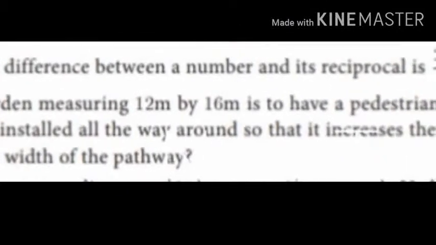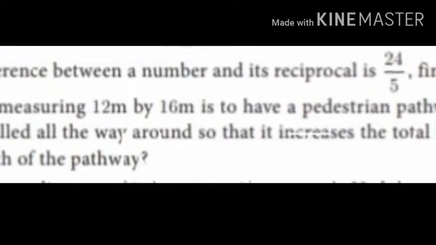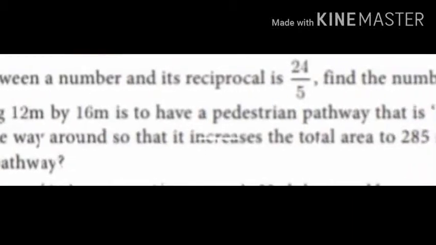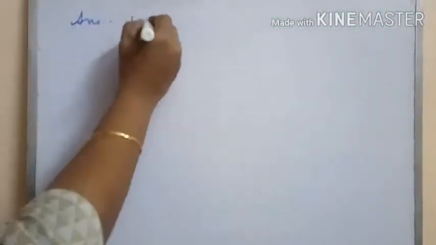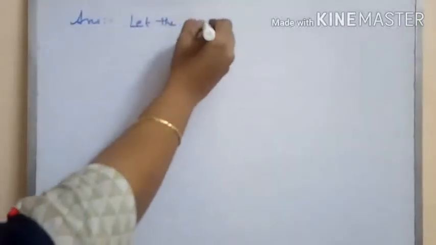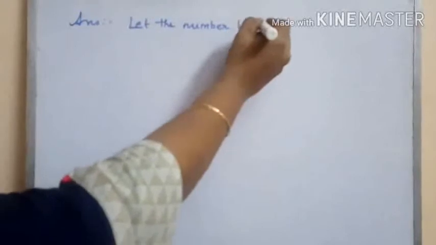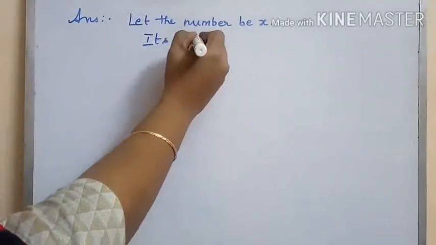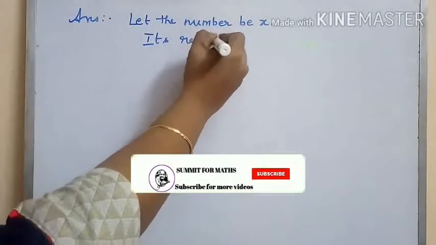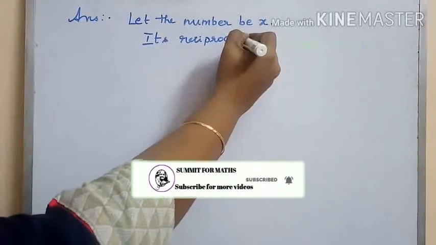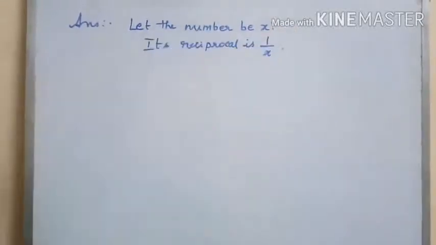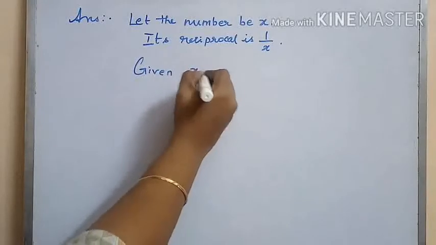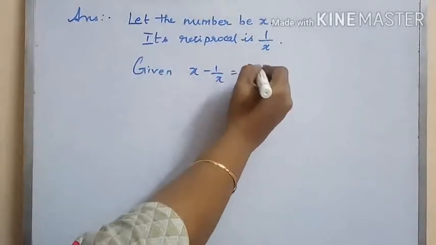In today's session of Algebra, we are going to solve problems involving quadratic equations. The first problem we have here is, if the difference between a number and its reciprocal is 24/5, then find the number. Let us consider the number as x and its reciprocal is 1/x. It's given that the difference between the number and its reciprocal is 24/5. So x minus 1/x is equal to 24/5.